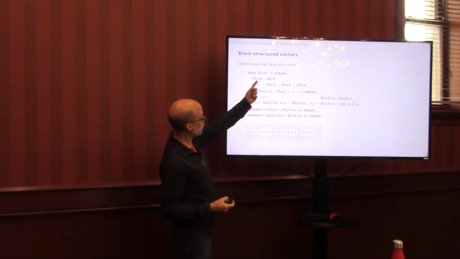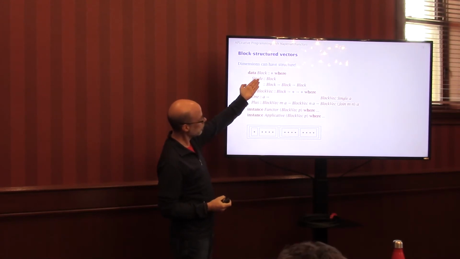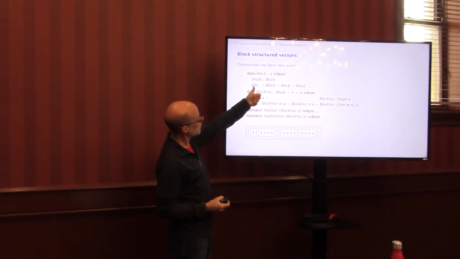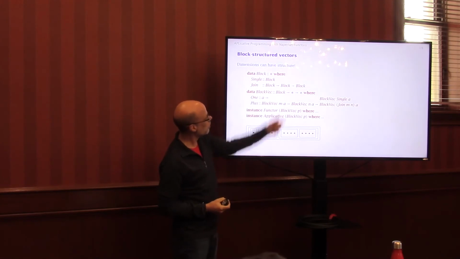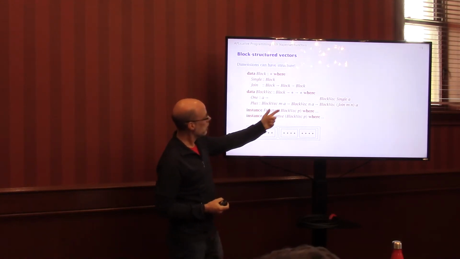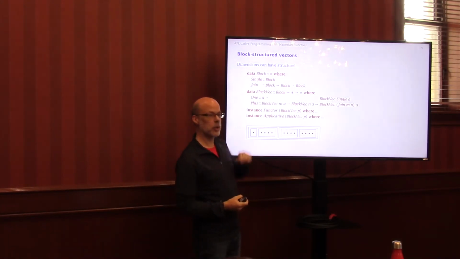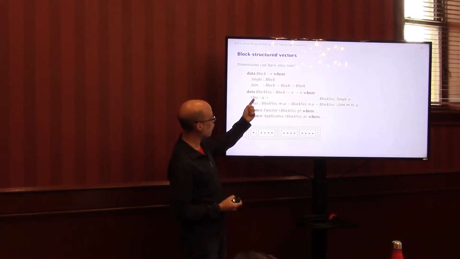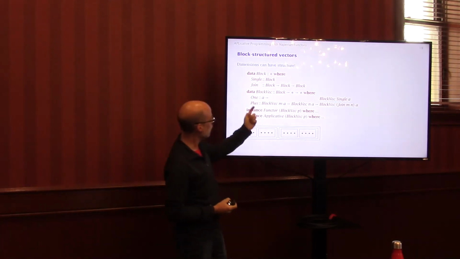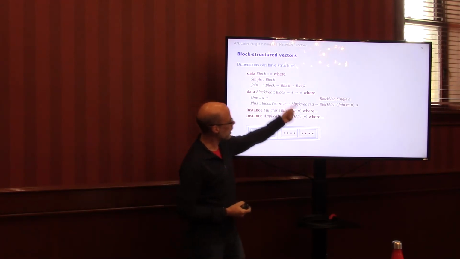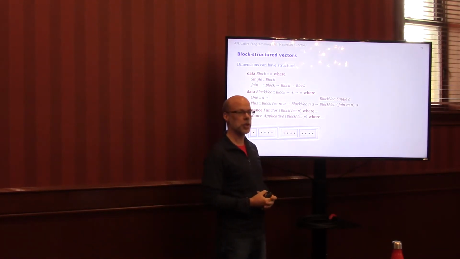So there's a singleton block shape, and there's a concatenation, a join, of block shapes. And then a block vector is a collection of things indexed by block shapes. There's a 1 vector that's indexed by the singleton shape, and there's a plus of 2 vectors that's indexed by a join shape.